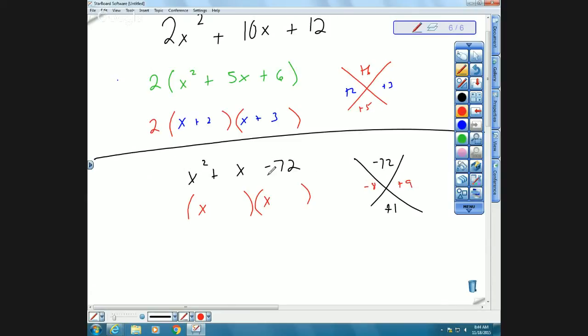And again, if you want to use that pattern here, negative tells me they're going to be different. So one's going to be plus, one's going to be minus. 9 times 8 is 72, and 9 minus 8 is 1. So 9's a bigger number. It gets the plus sign since that's a plus. 8's a smaller number.